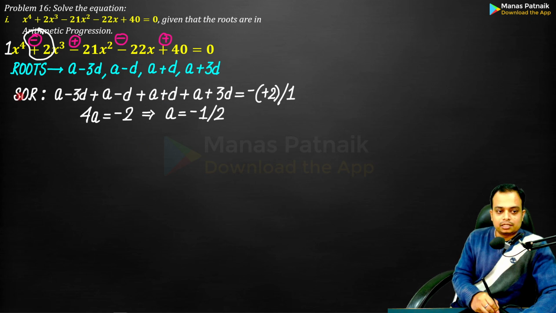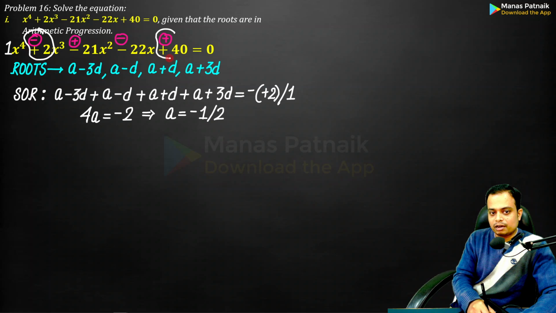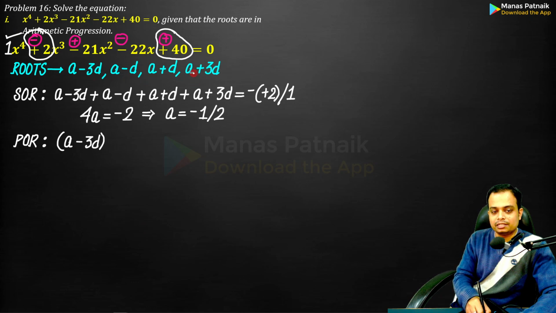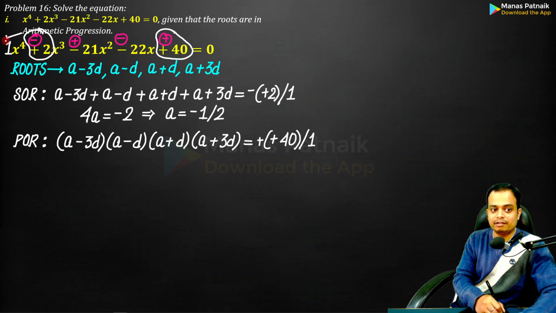Secondly, this is sum of the roots. Go for product of the roots. When you directly go for product of the roots, you have to go for plus of plus 40 divided by the coefficient of x to the power 4. A minus 3d into a minus d into a plus d into a plus 3d is equal to plus of plus 40 divided by 1.